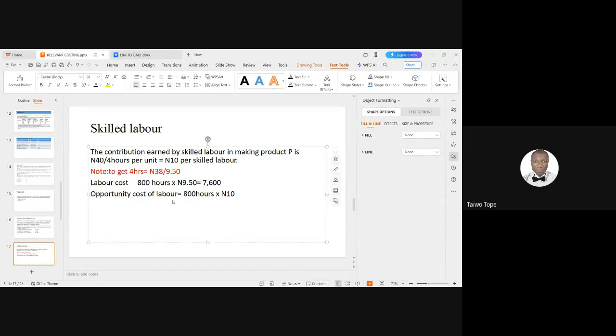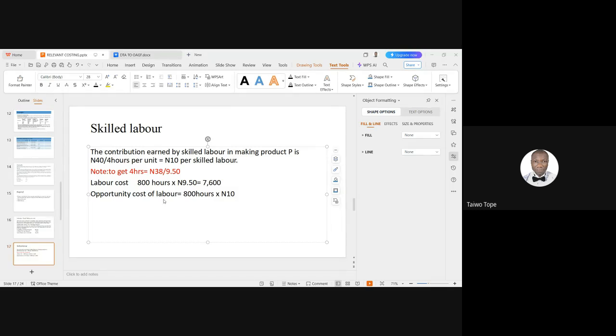If you decide to, the work will not be implemented, and the sacrifice you are making is what? Is this value, 10 naira multiplied by 800.